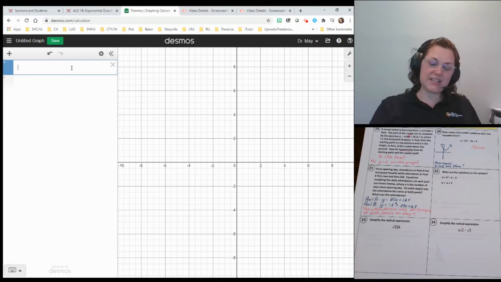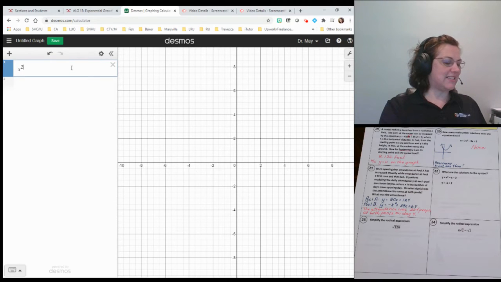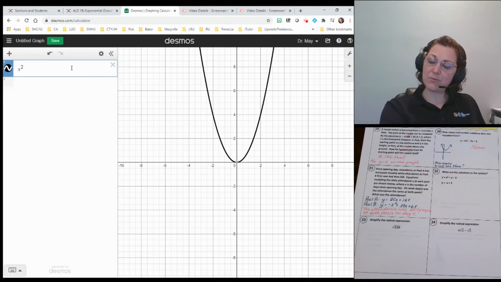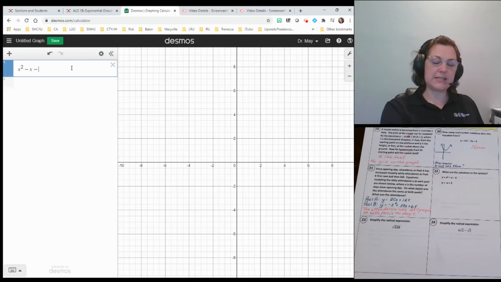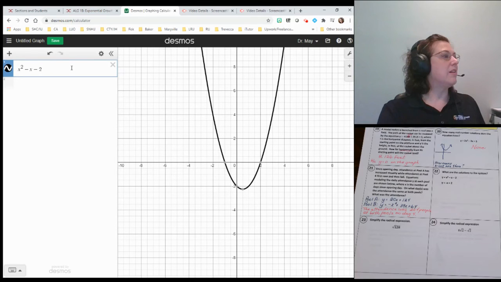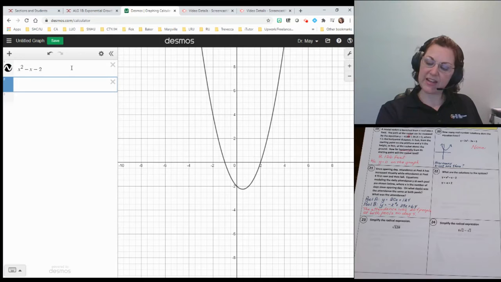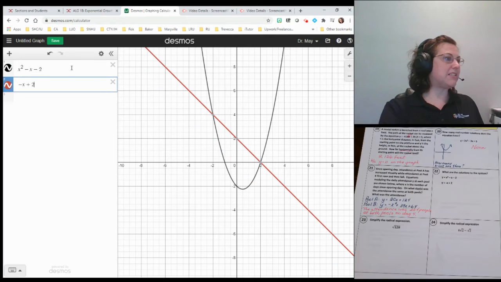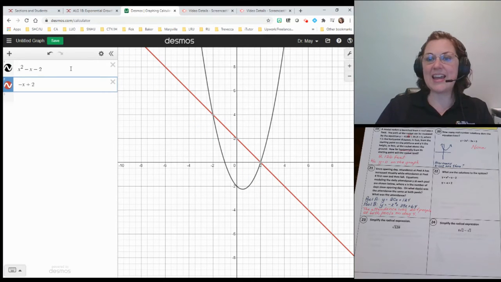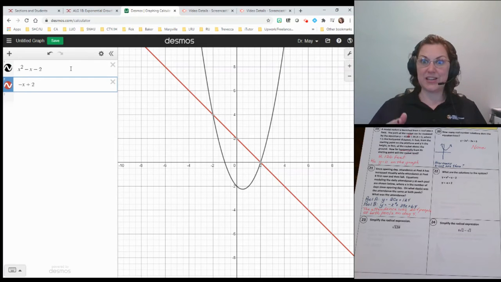Okay, let's put these equations in. I've got x to the second, come down out of the exponent, minus x minus 2, and press enter. And then I've got negative x plus 2. And I'm looking for the intersections here.